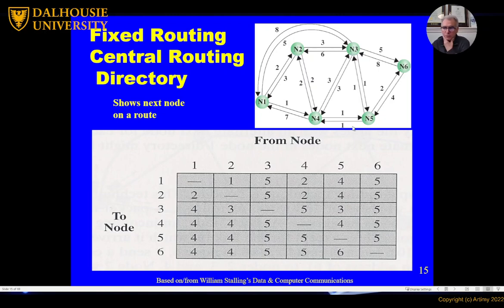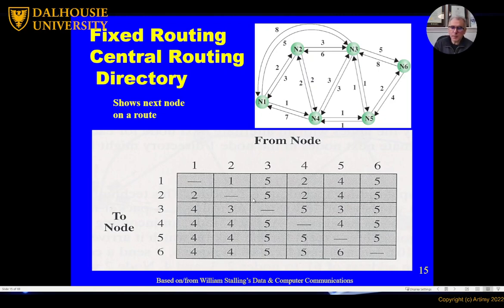It can send to 5 and then 6. It can send to 1, and 1 to 3, and 3 to 6, right? All of these are possible routes. But if I want to take a look at the least cost, I would say that the least cost here is from 2 to 6, because it will cost us only 2 units.